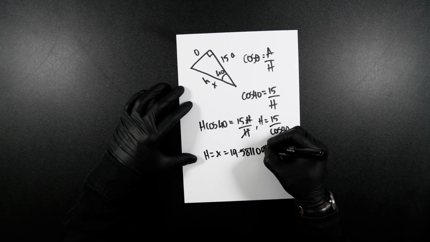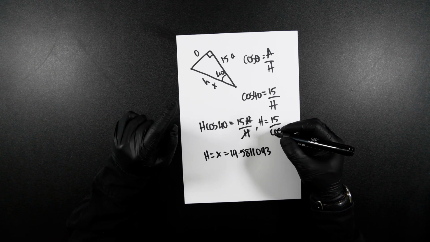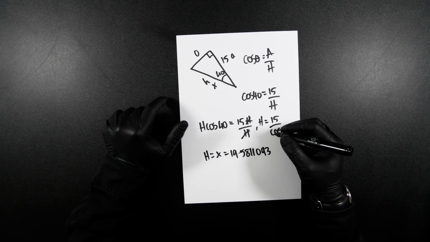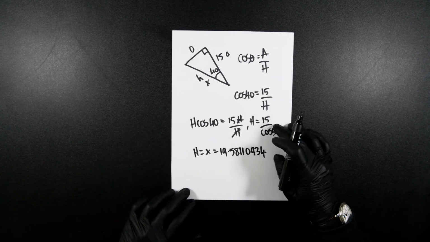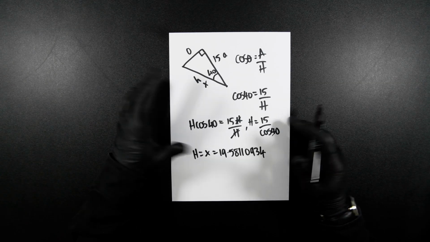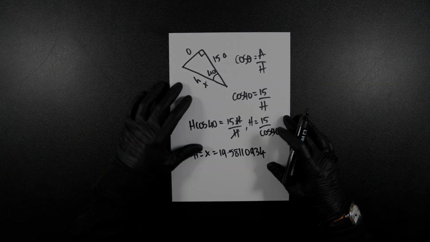Plug that into a calculator, and therefore H or X is going to be 19.5811093. That's how good I am. Don't need a calculator, none of that. But anyway, there we go. Just gone through SOH CAH TOA.